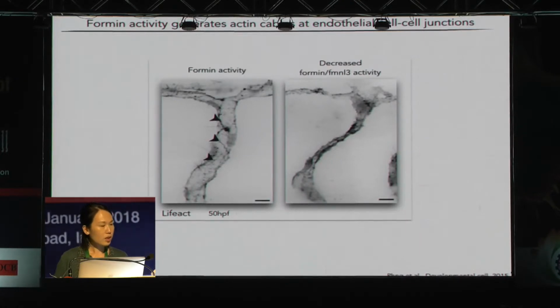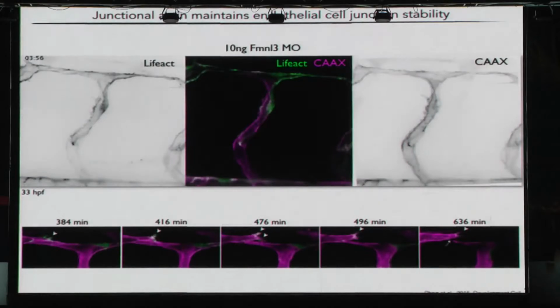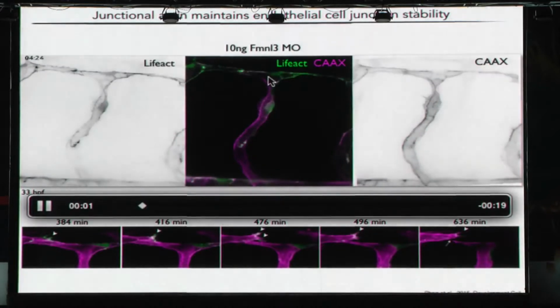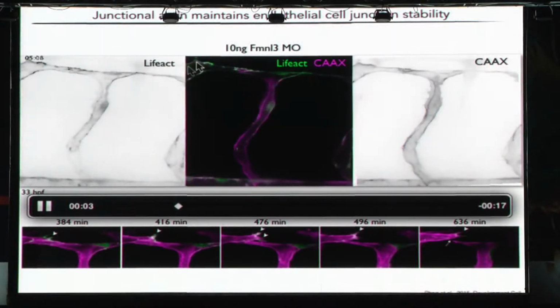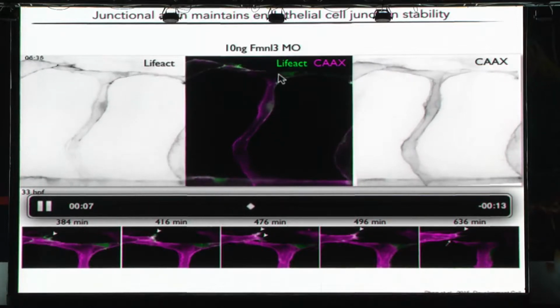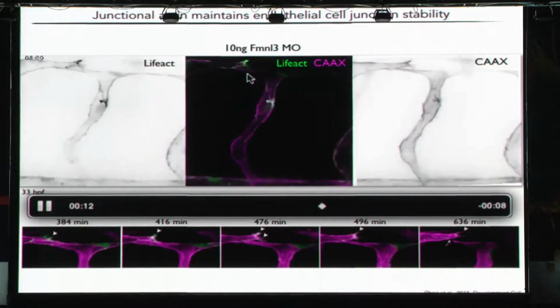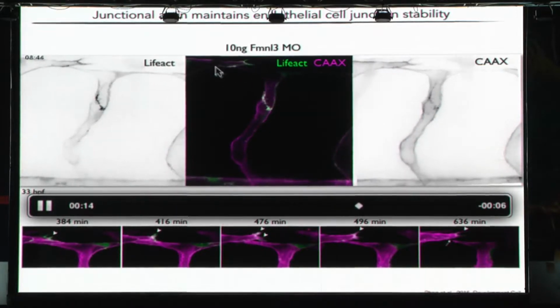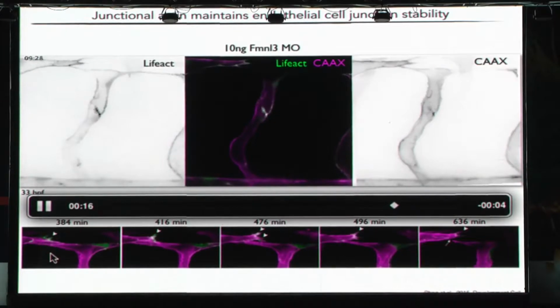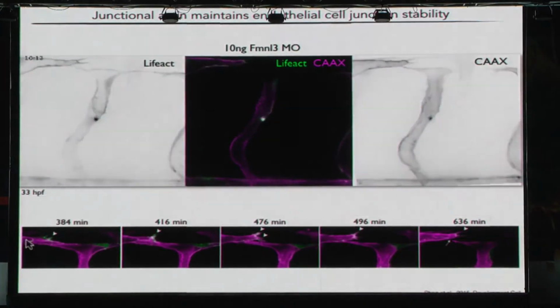And when we imaged embryos with reduced FMNL3 expression, we found that the junctions are unstable. And this is an example where here is an intersegmental vessel, and this is the DLAV. So it previously formed a junction here. But okay, if you look at the still images here, the junction is unstable.